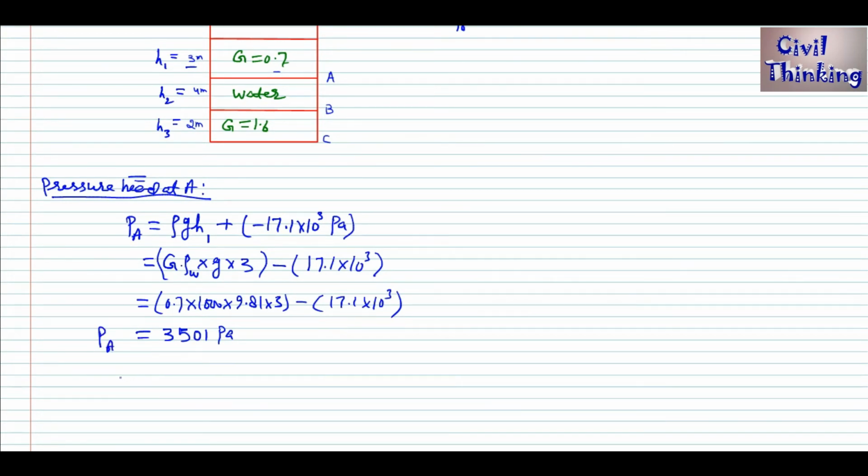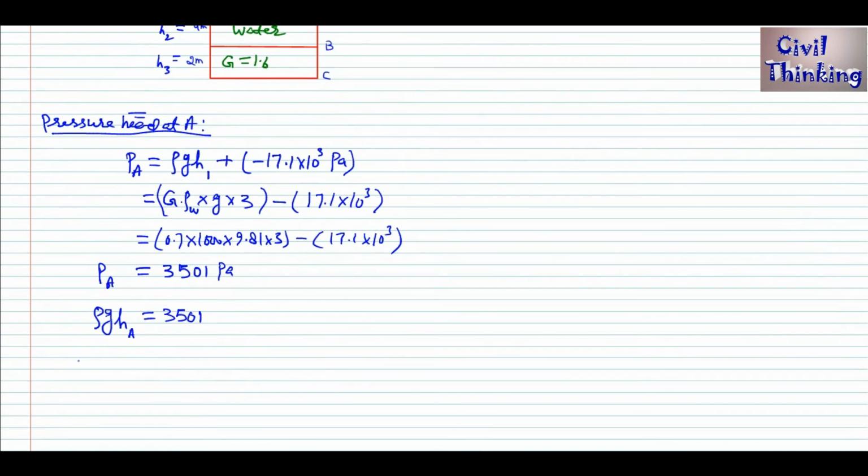Now we know pressure at A is rho g h at A, right? Because we know the formula, pressure is rho g h, but h is what? Head at A is equal to 3501, right?